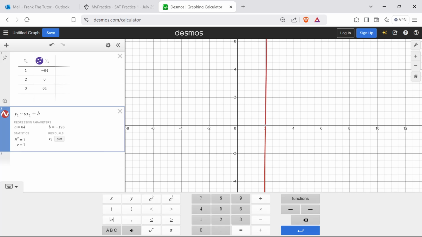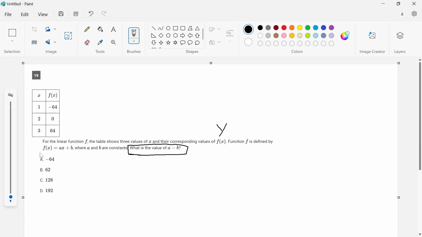I want the big R squared to equal 1, because that means it's spot on, it's exact. If R squared is something not 1, it's only an approximation. But it says a is 64 and b is negative 128. So a, 64, minus negative 128 is 192, which is answer D.